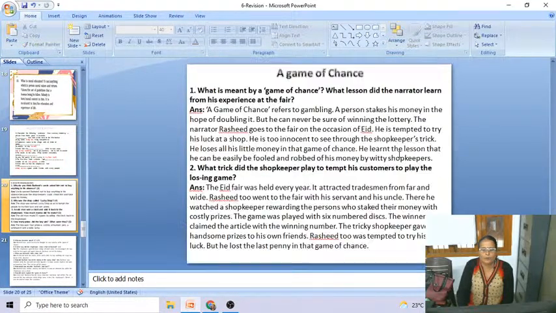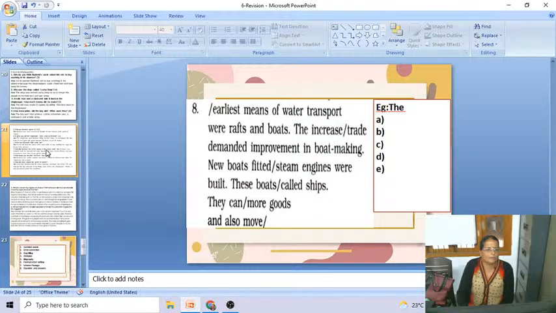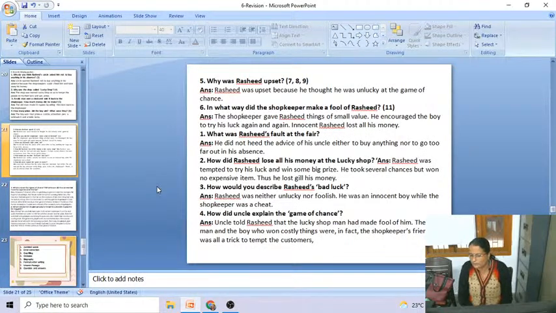Now, next question. Why was the shop called the Lucky Shop?